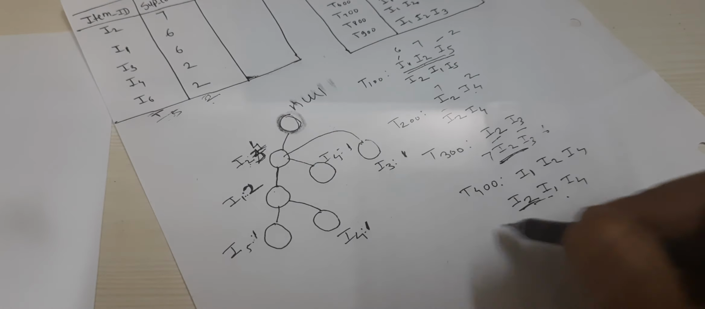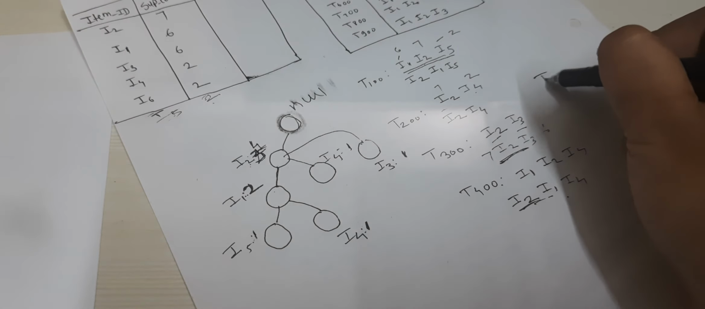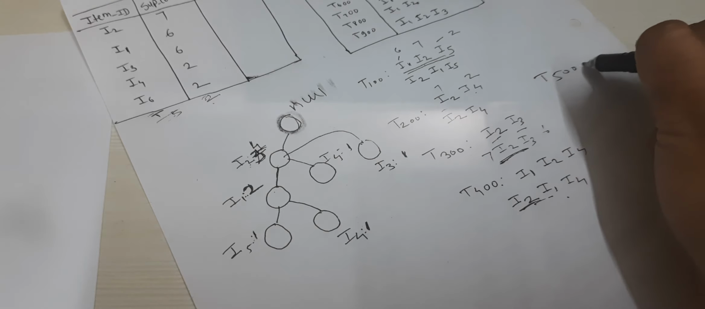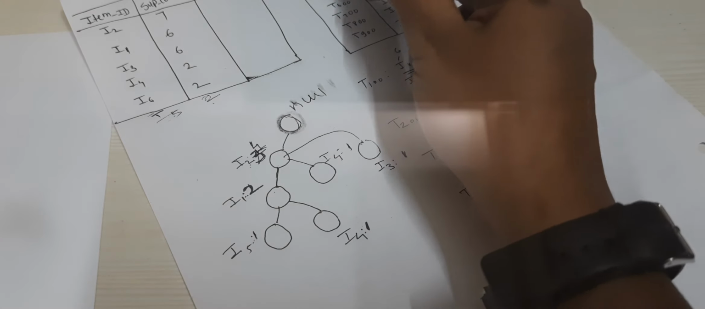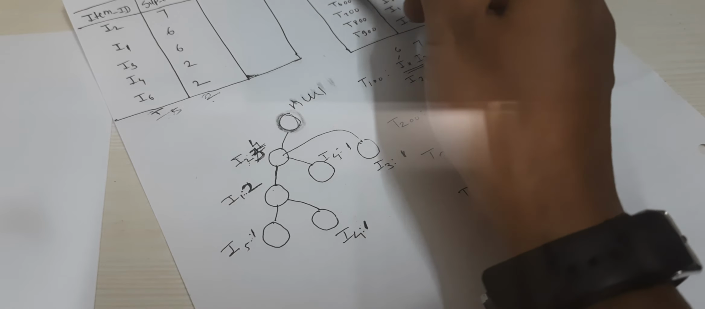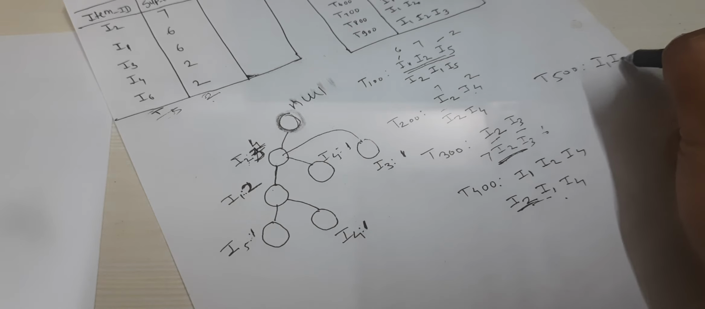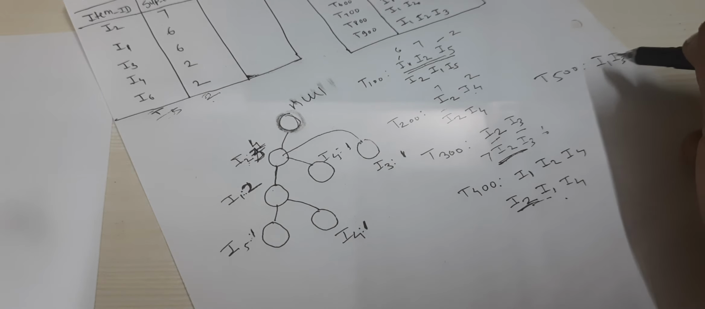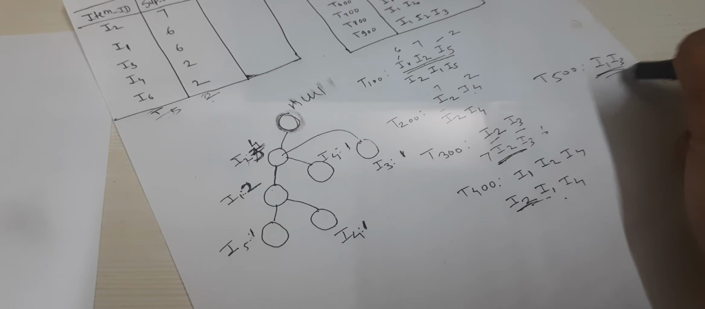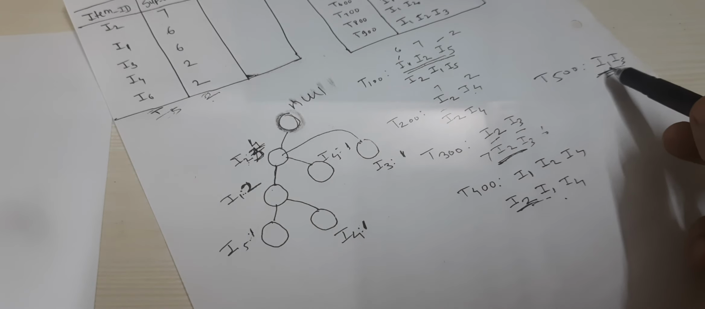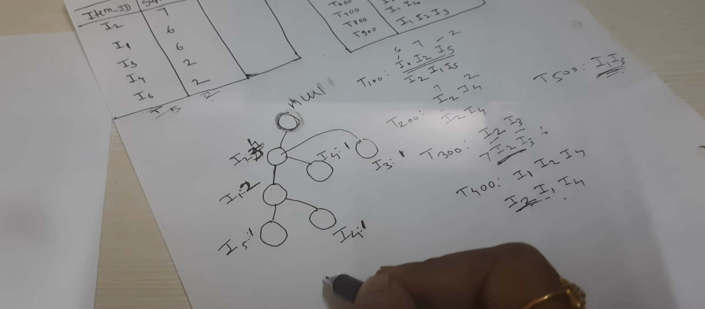Now after transaction T400, see the transaction T500. It contains, this is for first, this is for second, this is for third, this is for fourth, and this is for fifth. It contains I1 and I3 arranged in ascending or descending order. It's already in descending order. So first is your I1, second is your I3. So there is no root starting from the I1, so you have to add one more root.